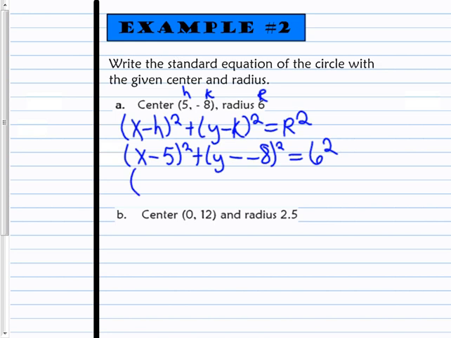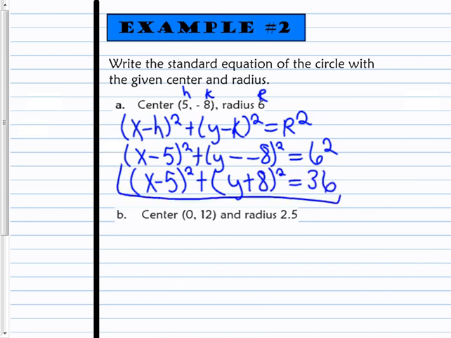X minus 5 cannot be simplified, so it's (x minus 5) squared plus (y minus a negative 8, which is actually y plus 8) squared, and then 6 squared is 36. That is your answer. Simple as that. You don't have to go any further. You're not solving for x, you're not solving for y. You're just writing the equation of the circle.